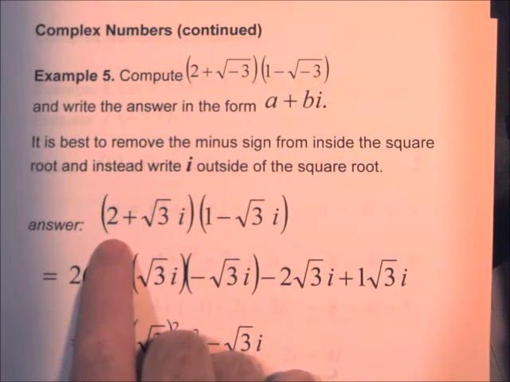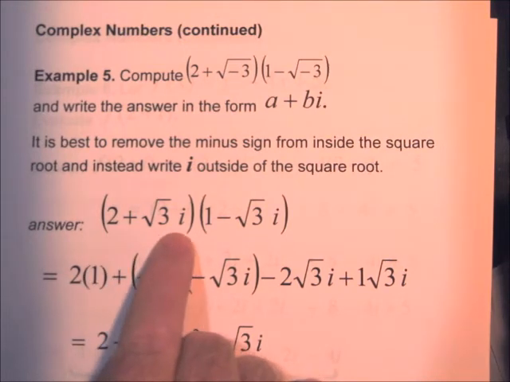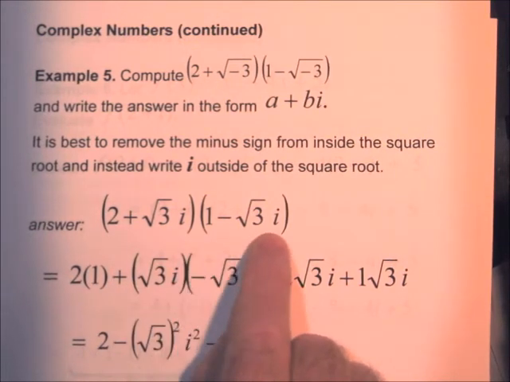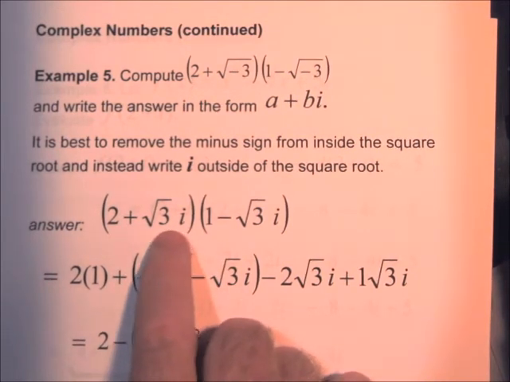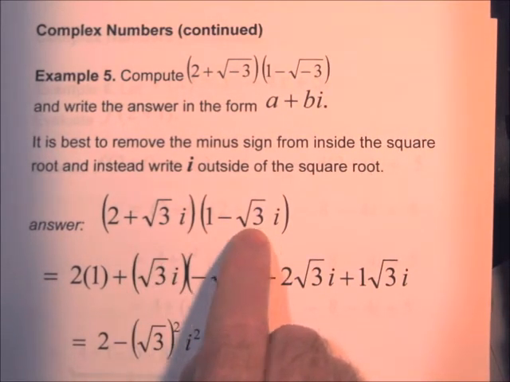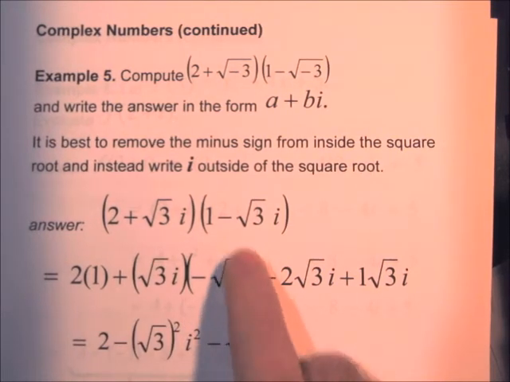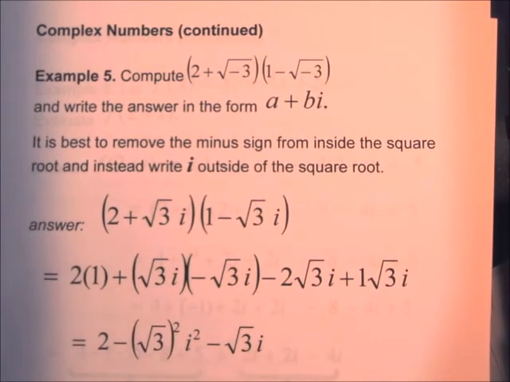So we'll rewrite this as 2 plus root 3i times the quantity 1 minus root 3i. And then we can expand with the FOIL method. First times first, 2 times 1 is 2. Last times last, root 3i times negative root 3i. Root 3 times negative root 3 is negative 3. i times i is negative 1.